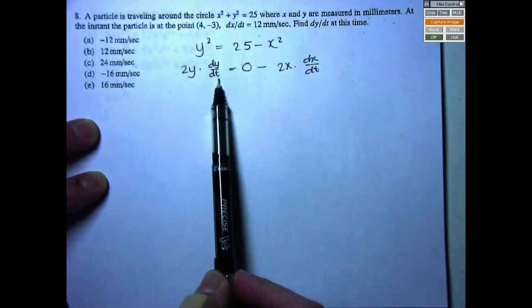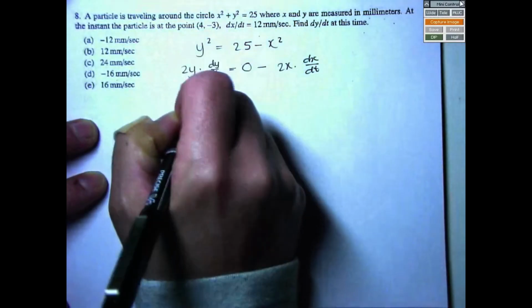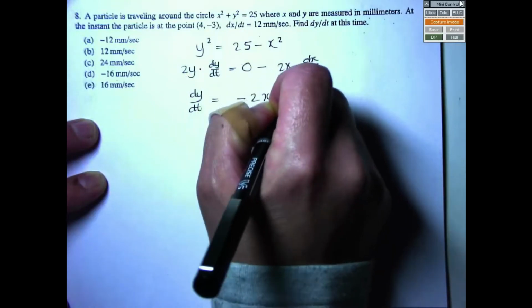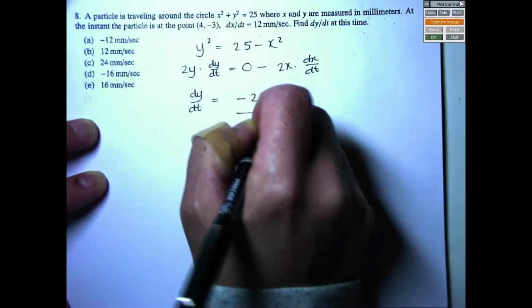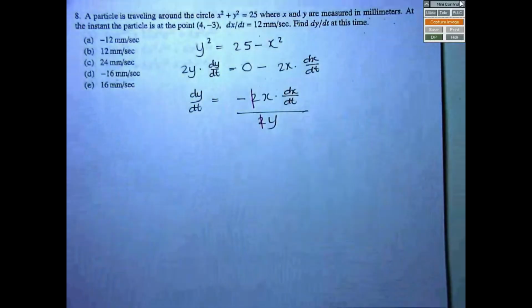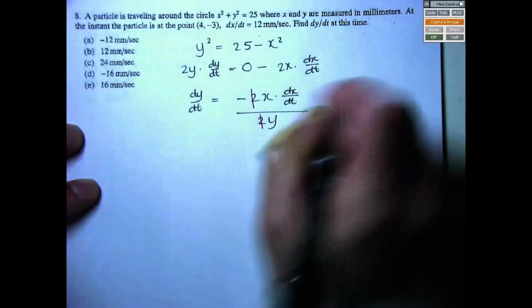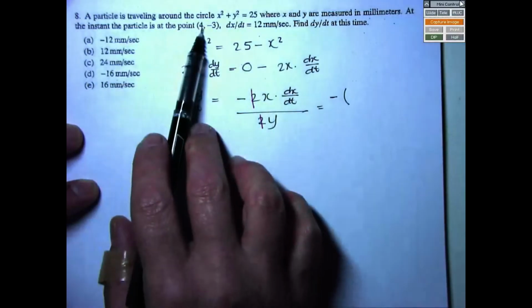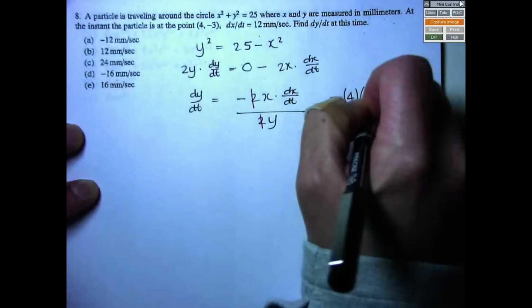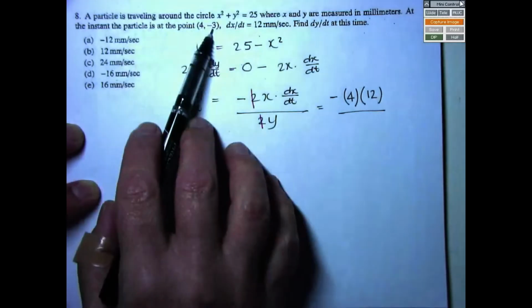Now remember, we are solving for dy dt, so I'm going to divide both sides by 2y. So dy dt is equal to negative 2x dx dt divided by 2 times y. If you would like, you can cancel out the 2's. And now let's evaluate. If I plug everything in here that I know, this will be minus. I know that x is going to be equal to 4 at this instant. And dx dt is given. That's equal to 12 millimeters per second. All of this divided by y, which is equal to negative 3.